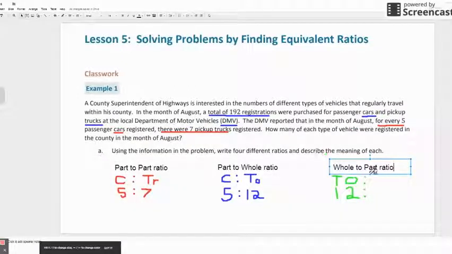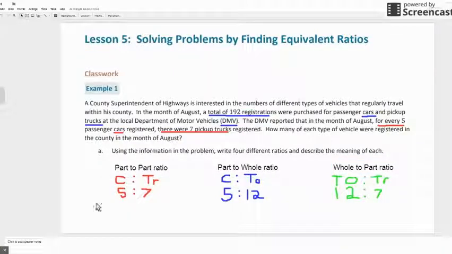So there's trucks. And of course, the trucks, so the ratio given, 5 to 7, 7 is the trucks. Well, those are three different types of ratios: part to whole, and whole to part. Well, this asked us to make 4 different, so let's go ahead and underline that. Right, 4 different ratios. Remember, I can make a different ratio by simply switching the numbers around.